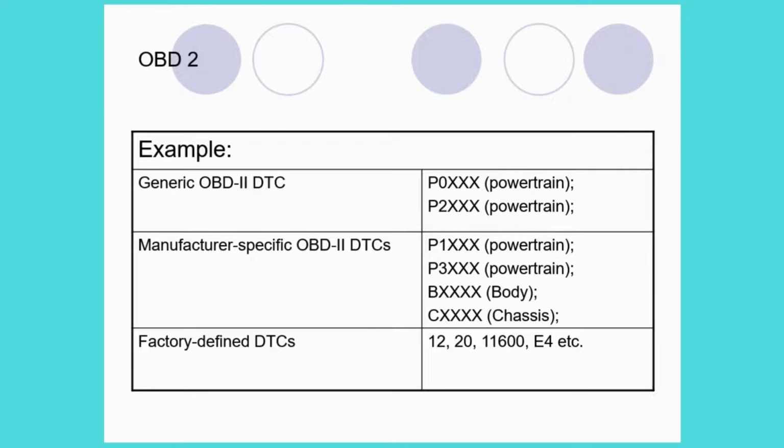This is why it's always good practice when Googling fault codes to always Google the fault code with the manufacturer name. So you would, for example, Google P1100 VW or P3000 Ford. Factory-defined DTCs can have different formats.